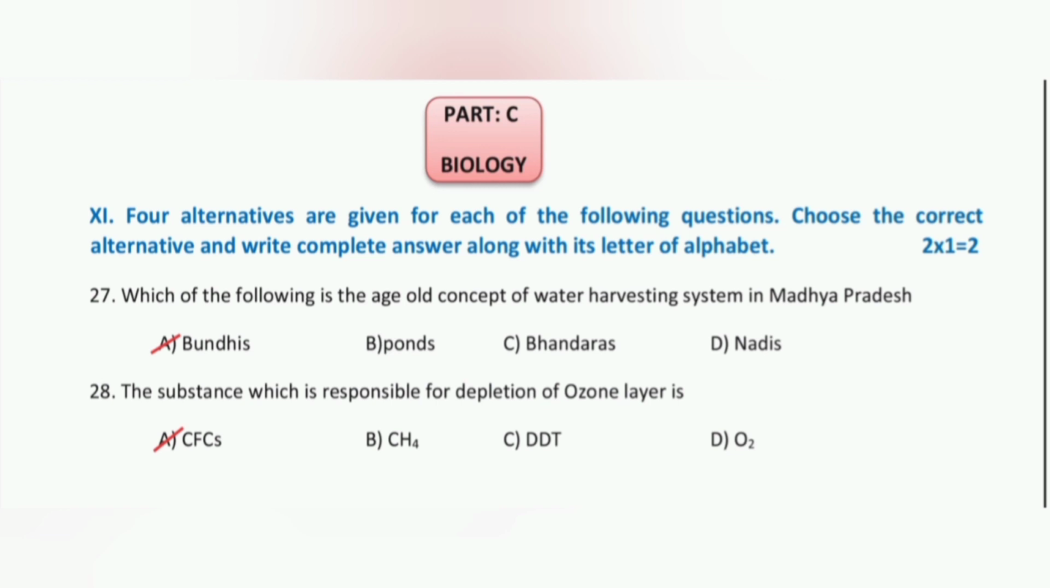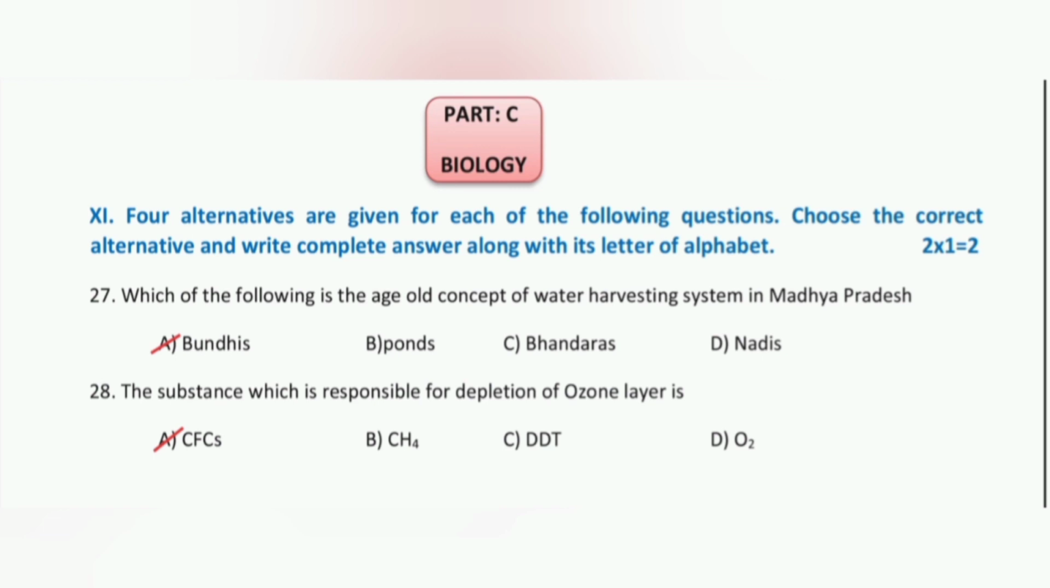Now, moving to part C, biology MCQ. Which of the following is the old concept of water harvesting system in Madhya Pradesh? The old concept of water harvesting system in Madhya Pradesh is Bundis.